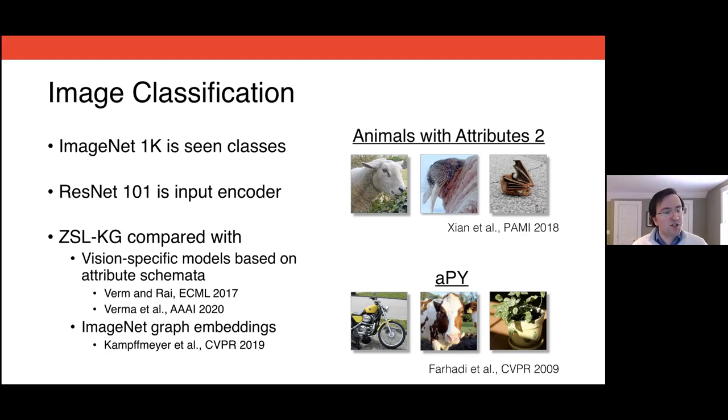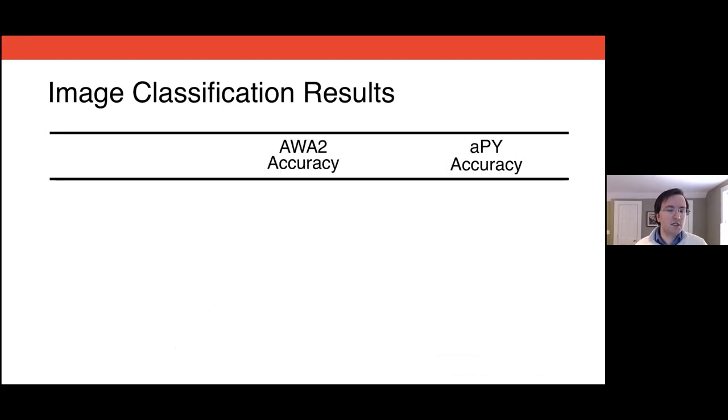And what I'll show you is the comparison against some of the state-of-the-art, at least up till the end of 2020, zero-shot methods that are specifically designed in the vision community for these problems, and they rely on an attribute schema to describe both the seen and unseen classes. And then I'll also show you the results for the graph-based methods. So we'll start off with the specialized methods.